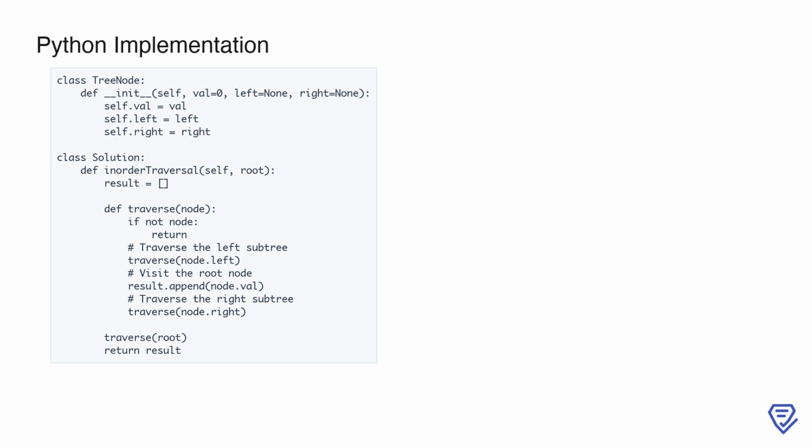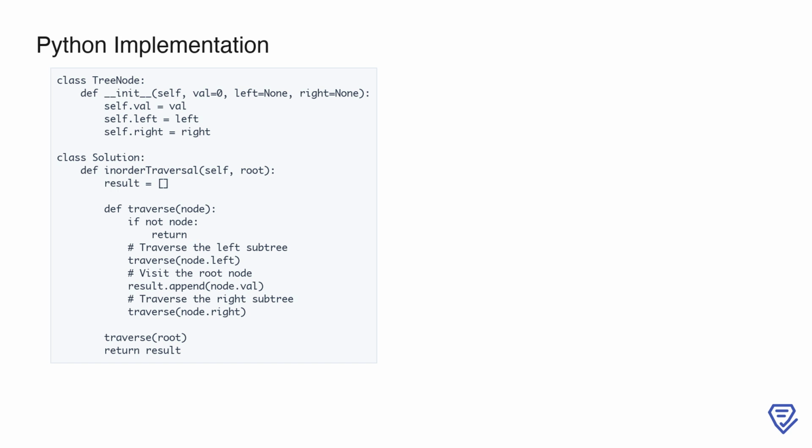First, we define a tree node class to represent each node in the binary tree, with attributes for the node's value, val, left child, left, and right child, right. Next, we define the solution class that contains the Inorder Traversal method. The Inorder Traversal method takes the root node of the binary tree as input and returns a list of node values in inorder sequence. We initialize an empty list result to store the traversal order.